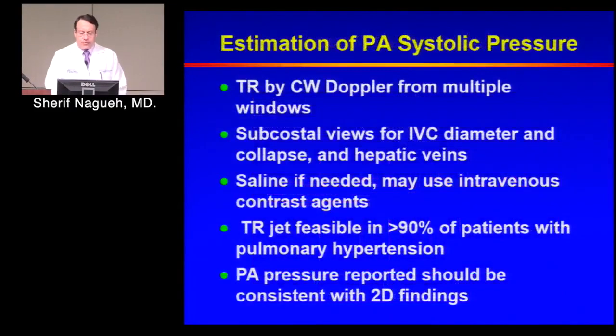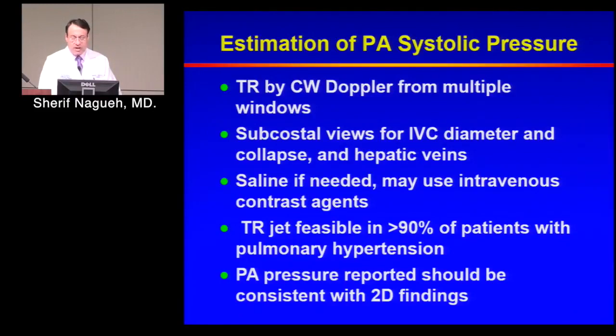So before we talk about mean PA pressure, let's talk about PA systolic. All of you do this day to day. We try to get the tricuspid regurg signal by continuous wave Doppler from multiple windows, because you can have angulation with the direction of TR, and the less angulation, the higher the velocity, as we talked about elsewhere. You need an estimate for right atrial pressure. We look at the IVC, its diameter, its spontaneous collapse or its collapse with sniffing, forced inspiratory effort.